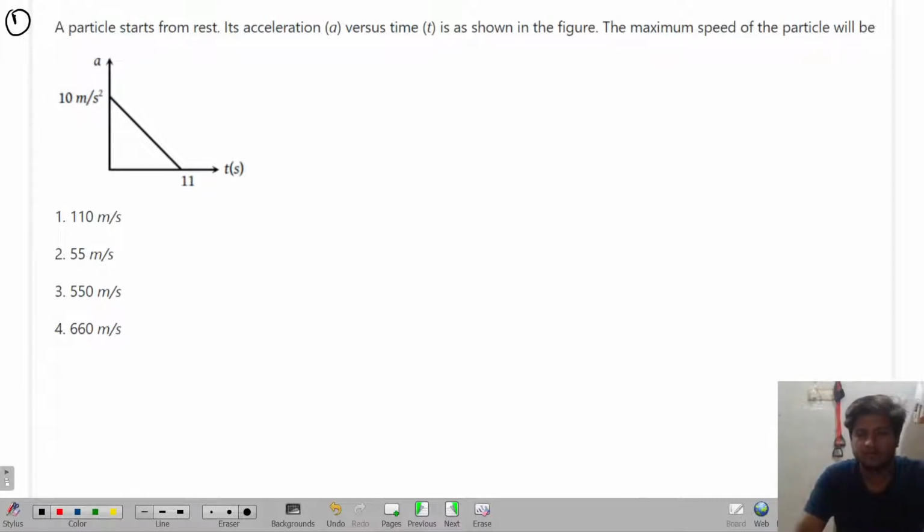Now, who has given the answer? Okay, we'll see to that. What will the maximum speed of the particle be? It is asking what the maximum speed is. Easy problem, level 0 or level 1 you can say. I will say it to be level 1, but mainly it is a level 0 problem. Okay, 2 minutes for the question.